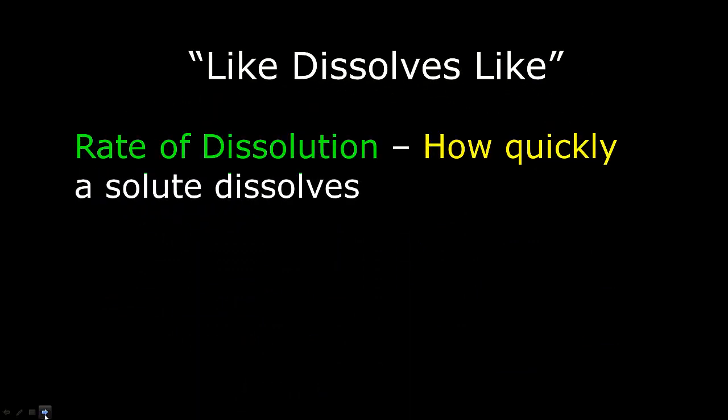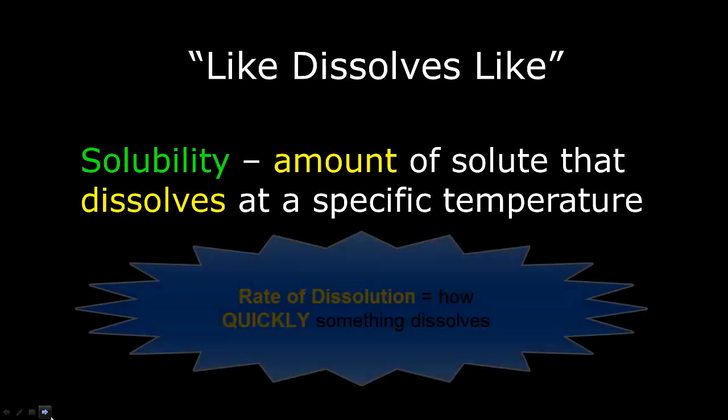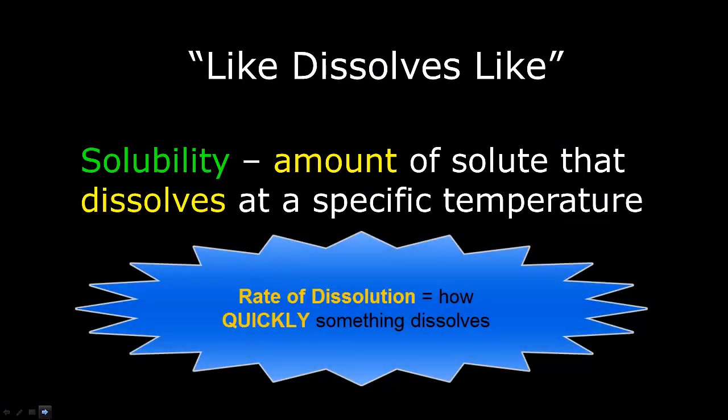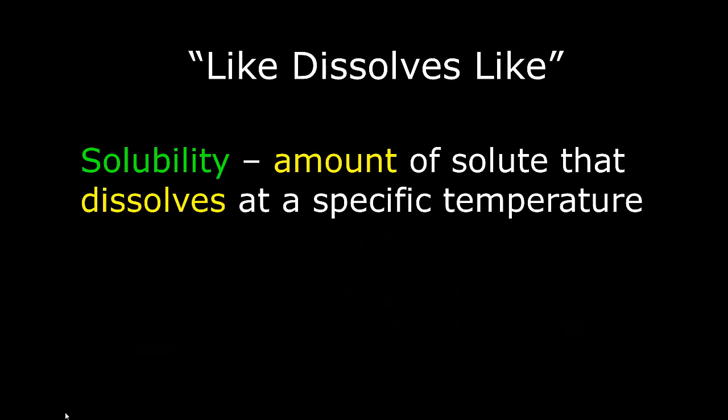The rate of dissolution is simply how quickly a solute dissolves, or how quickly it can dissolve. Solubility is the amount of solute, remember, the thing that you're dissolving is called the solute, that dissolves at a specific temperature. Rate of dissolution and solubility are often confused. They are not the same. The rate of dissolution is how quickly something dissolves. Solubility is the amount that can dissolve.